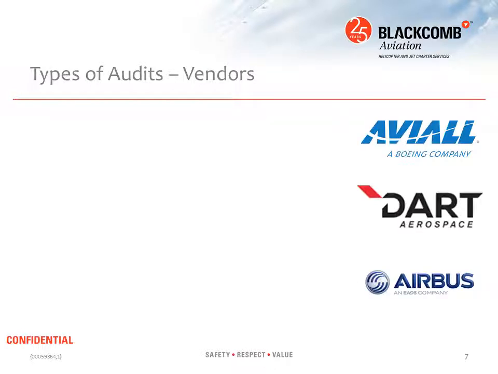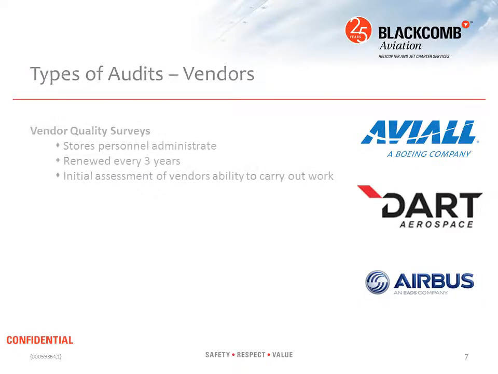Types of audits. Vendors. BHLP conducts two types of vendor audits. The first is the Vendor Quality Survey. In this process, stores personnel send new vendors a survey to complete. This enables BHLP to obtain copies of documents that affirm the organization's credentials and scope of work that they are able to carry out. Stores personnel renew this information every 3 years.